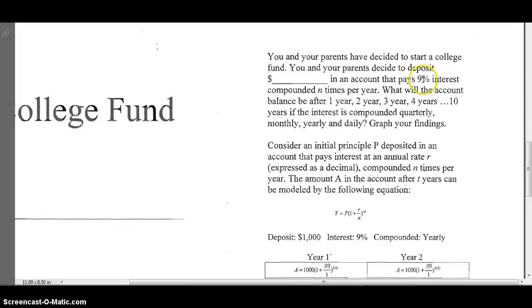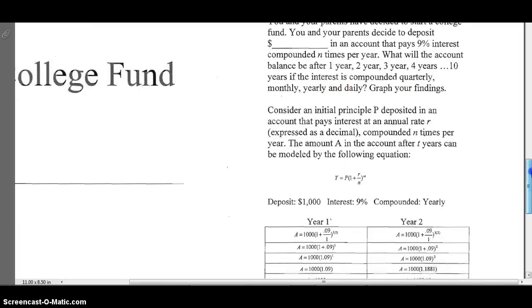In an account that pays 9% interest compounded n times per year, what will the account balance be after 1 year, 2 years, 3 years, 4 years, up to 10 years if the interest is compounded quarterly, monthly, yearly, and daily? Graph your findings. Consider initial principal P deposited in an account that pays interest at an annual rate R, expressed as a decimal, compounded n times per year. The amount A in the account after T years can be modeled by the following equation. So that is a lot of jargon. Focus more so on this equation here.